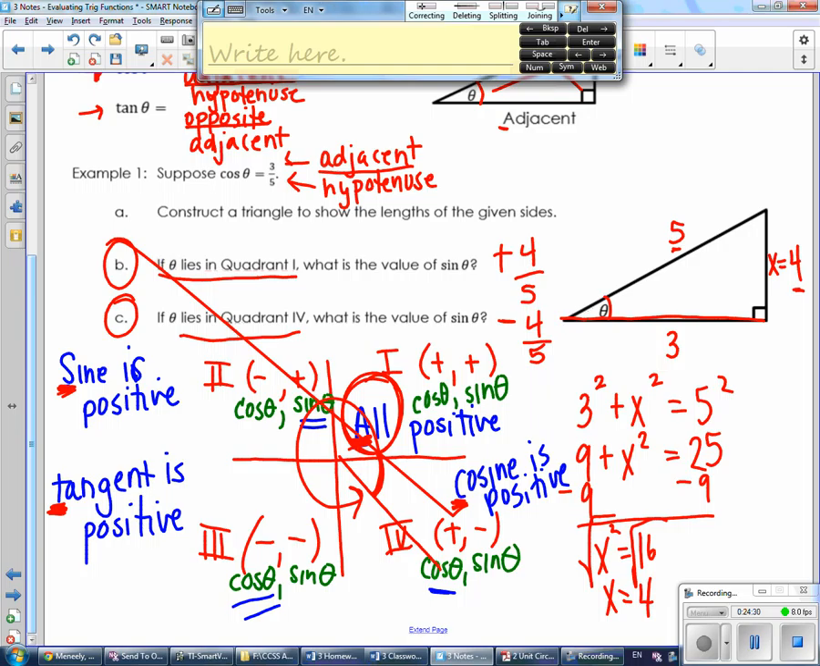Okay, so when you're asked to evaluate a function and you're given like the cosine is equal to a fraction or the sine is equal to a fraction, think about the relationship between the sides. Think about SOH CAH TOA, construct a triangle, use the Pythagorean theorem to find the missing side, and then get your relationship that you need and then figure out the sign based on our strippers.